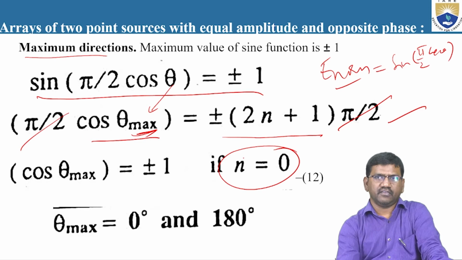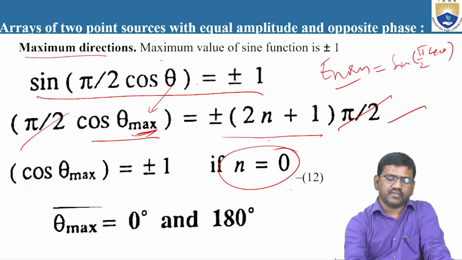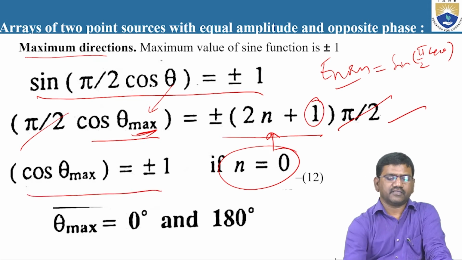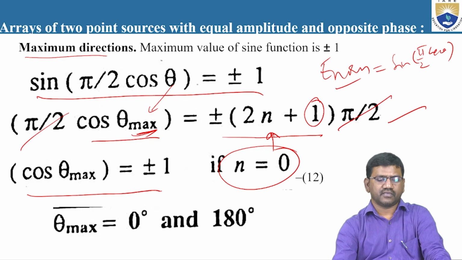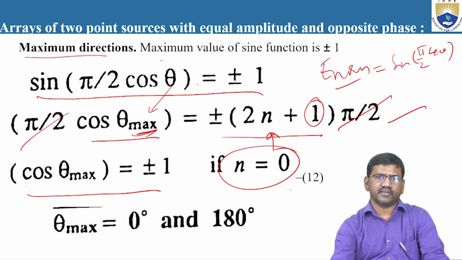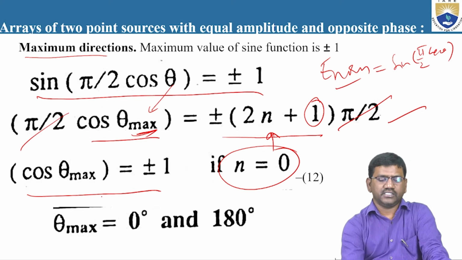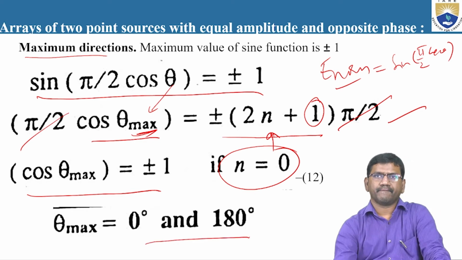If we substitute this n value as 0, the remaining term is 1, that is plus or minus 1. So cos theta max will be equivalent to plus or minus 1. So for this function, the theta max will be 0 degrees and 180 degrees. Right? Cos theta max is equal to plus or minus 1.